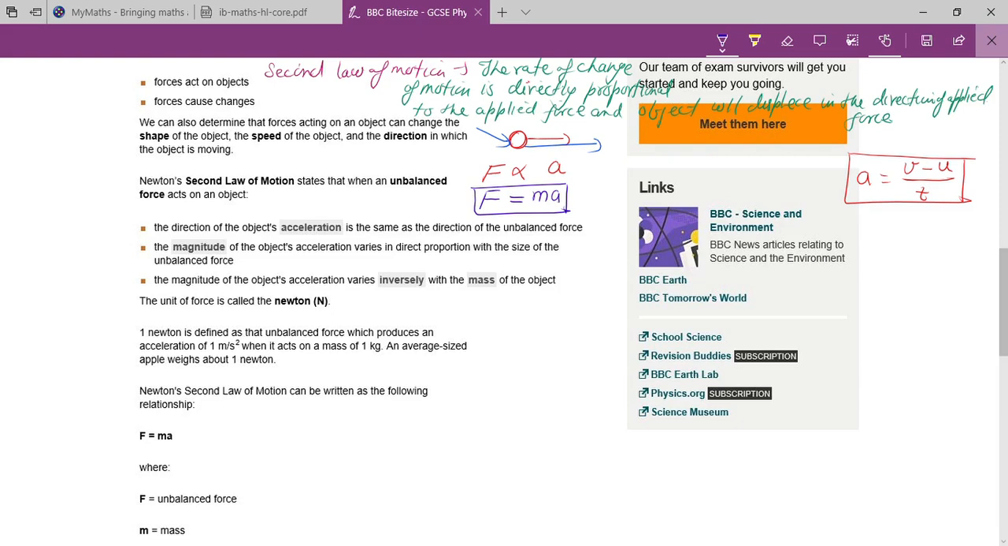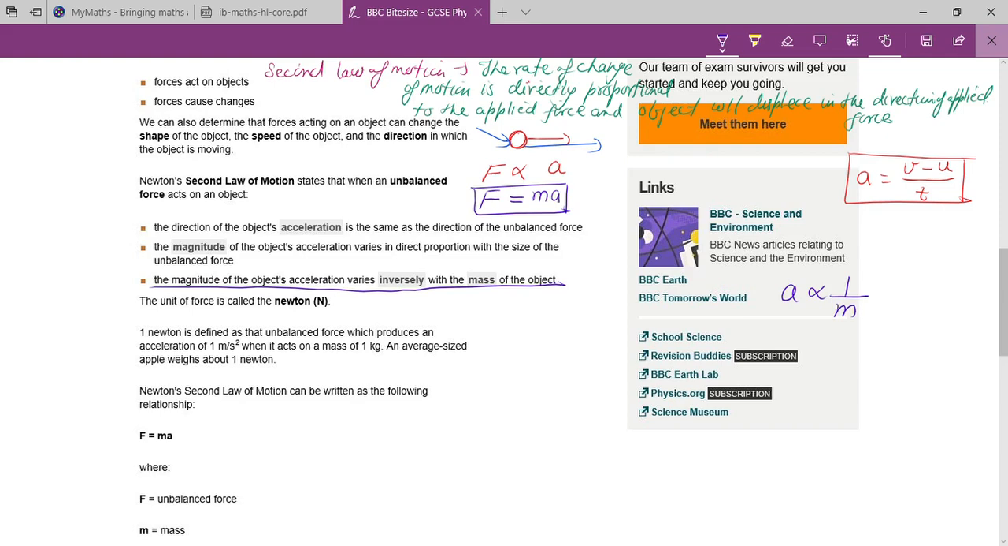Also you have to remember that the magnitude of object acceleration is inversely proportional to the mass of the object. What does it mean? It means acceleration is inversely proportional to the mass of the object. That means when mass is less, acceleration will be high.